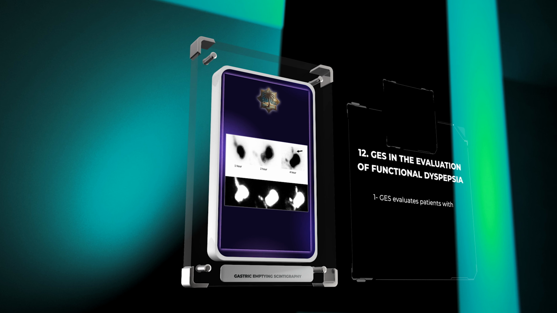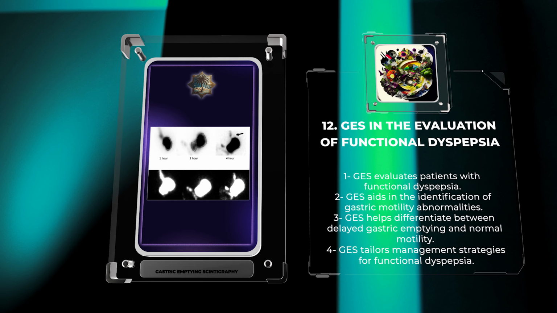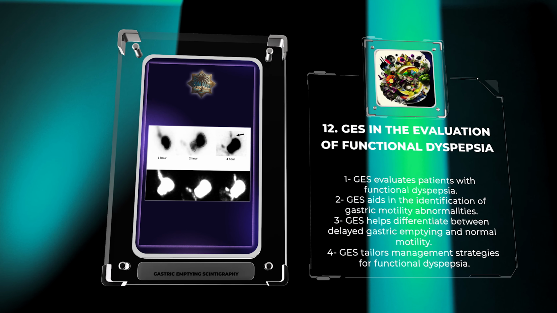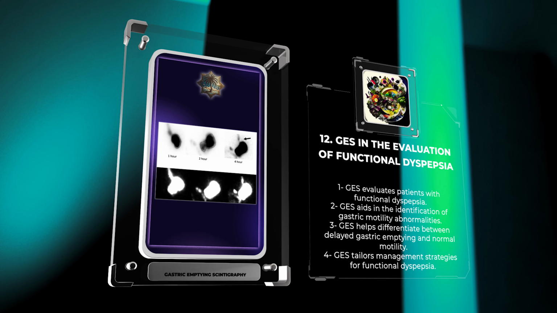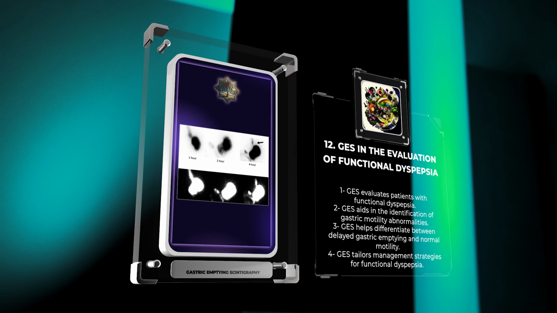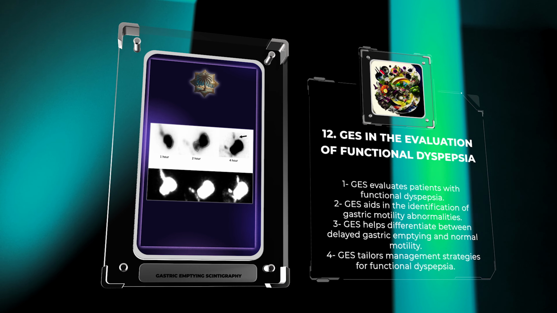Functional dyspepsia is a common gastrointestinal disorder characterized by chronic or recurrent upper abdominal pain or discomfort. GES serves as a valuable tool in evaluating patients with functional dyspepsia, aiding in the identification of gastric motility abnormalities. By studying gastric emptying patterns, GES helps differentiate between delayed gastric emptying and normal motility in patients with functional dyspepsia. This aids in tailoring management strategies and improving patient satisfaction.